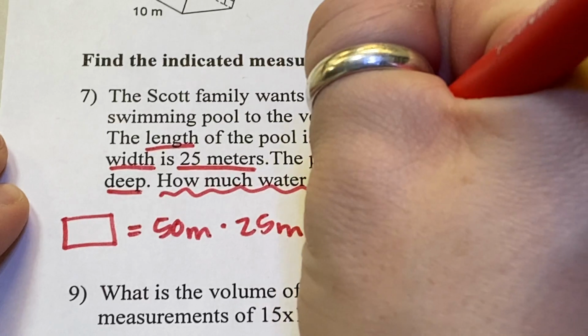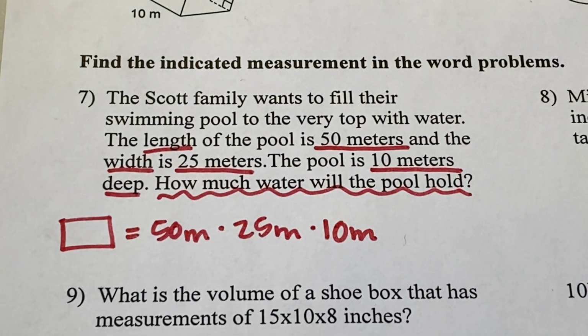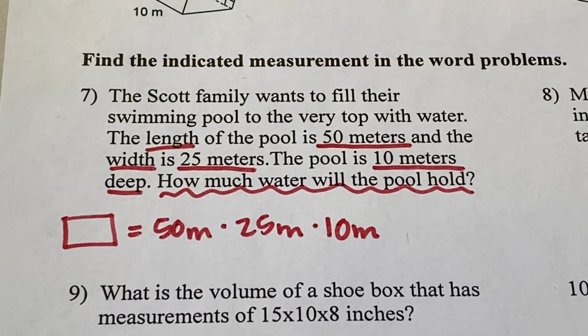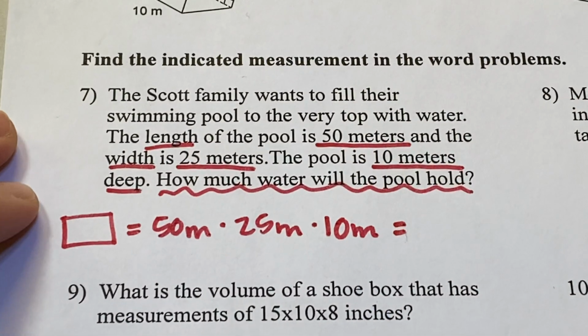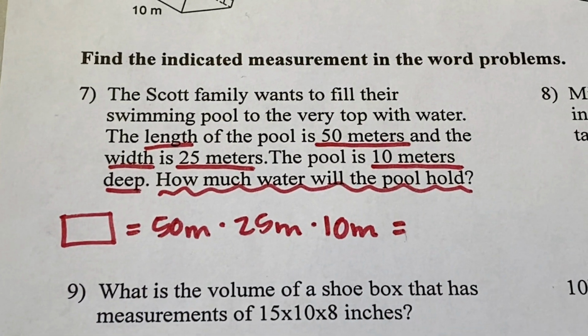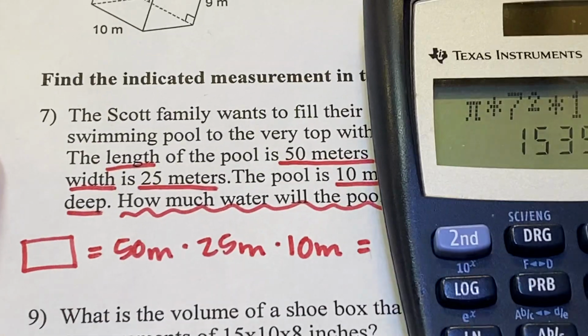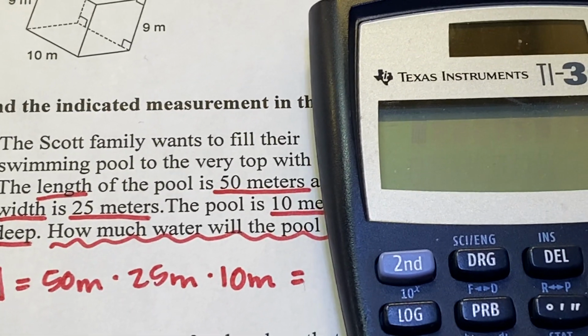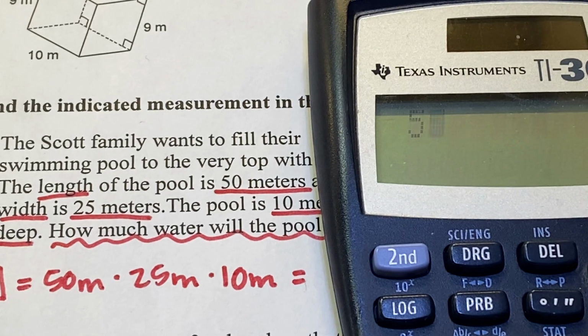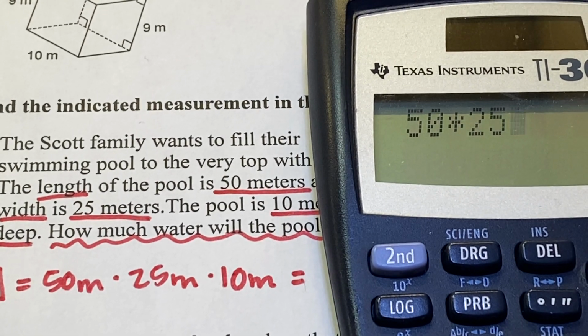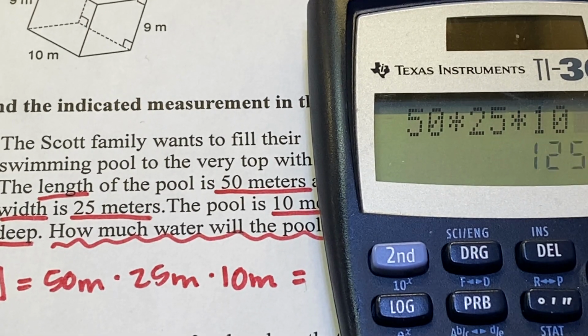10 meters. And it's literally that easy. Finding the volume of this pool. You're finding the weight? Not quite the weight. We just want to know how much water it's going to hold. This is what volume is. Yep, how much water will it hold? So we're going to do 50 times 25 times 10.